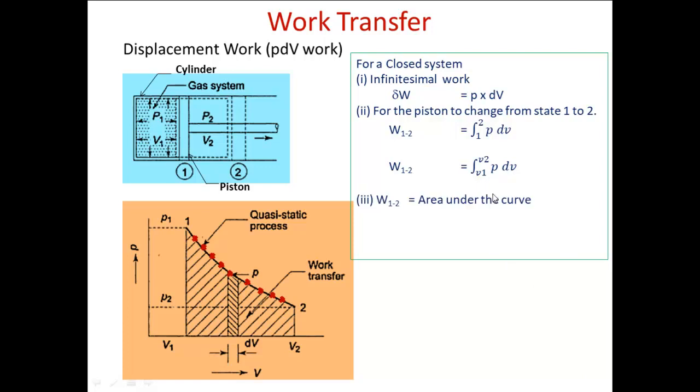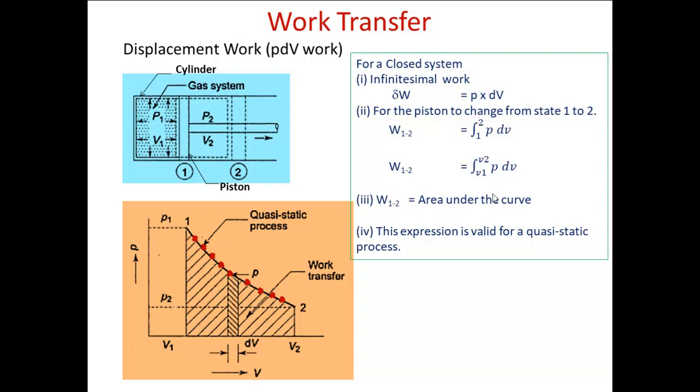And the third point is that the area under the curve in a PV diagram represents work transfer. That we have to remember. And the fourth point to be remembered is that this expression integral PdV is applicable only for a quasi-static process. Quasi-static process, we know that it is a reversible process, and during this process we are going to have infinite number of intermediate equilibrium states, and the process is going to occur very slowly.